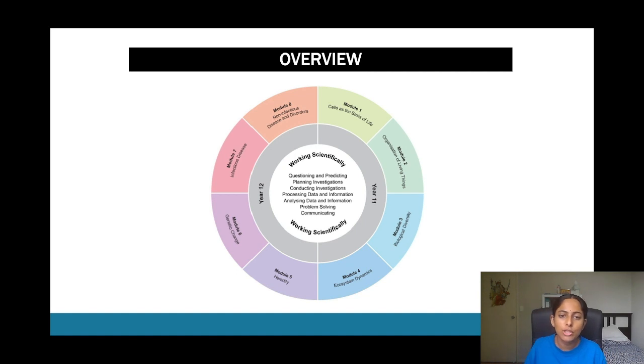Then you have module 5 to 8. Module 5 to 8 does use knowledge that you learn in modules 1 to 4. So a lot of stuff from module 1 to 2 overlaps in your Year 12 syllabus. So it's good to make sure that you understand module 1 to 2.